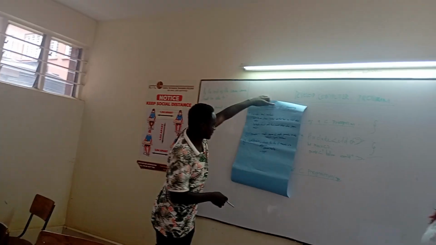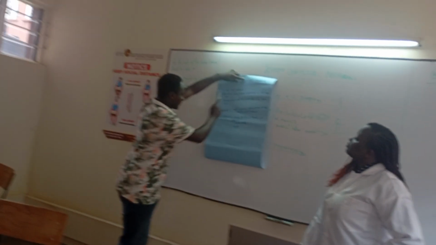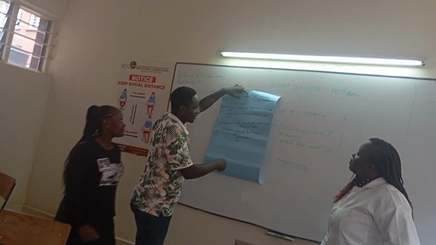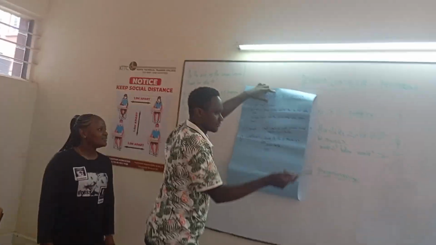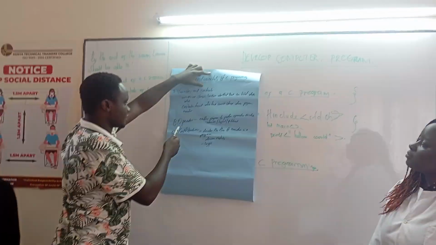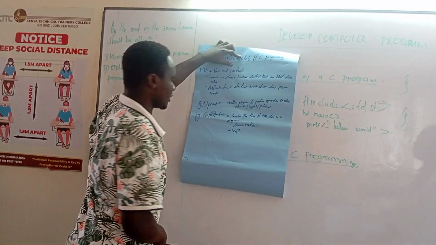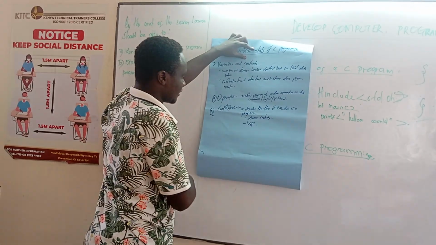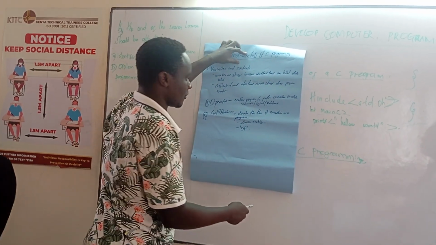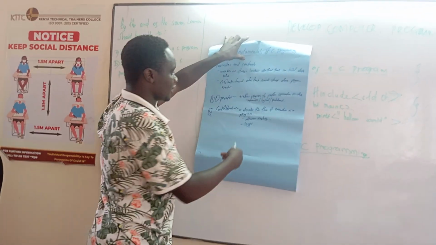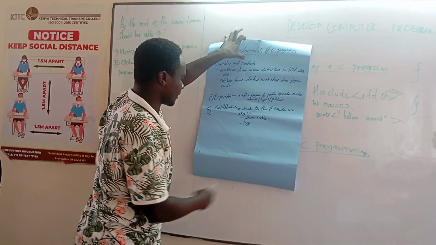Now, our group was able to discuss the fundamentals of C programming. We talked about variables and constants, and we said that variables are storage locations that can hold data values. We also talked about constants. They are fixed values that cannot change during program execution. We also talked about operators. Operators enable a program to perform operations on data, and these include arithmetic, logical, relational, and bitwise operators.